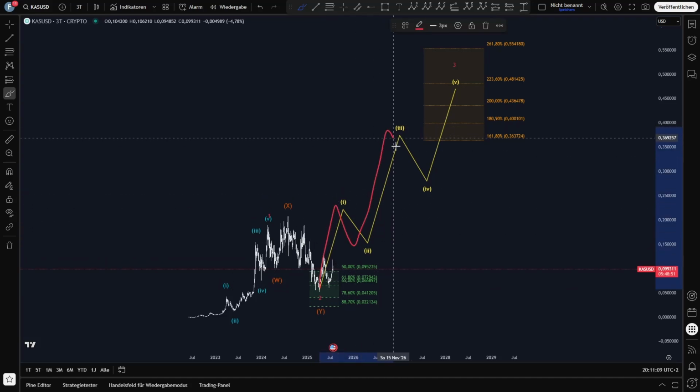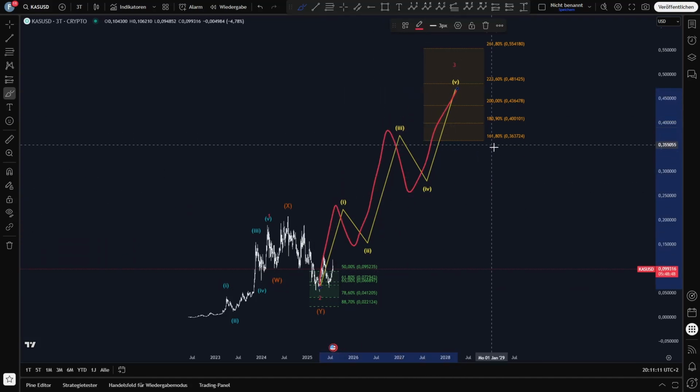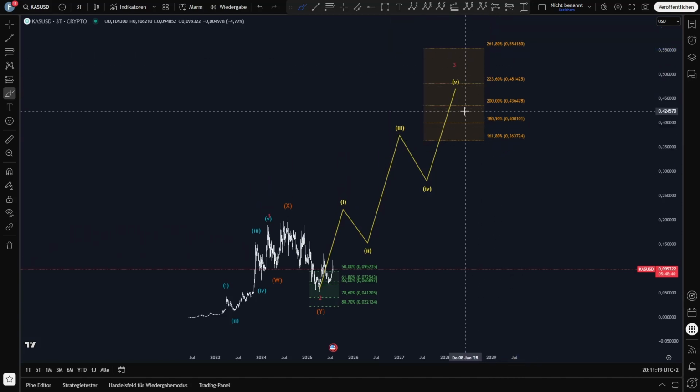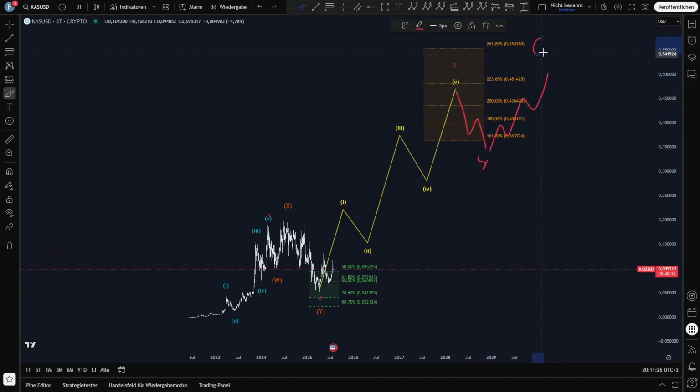1, 2, 3, 4 and 5 in our target area, starting with the 161% level at 36 cents to the 261% level at 55 cents. From that point, a correction in the wave 4, and then again a 5-wave move to the upside in the wave 5 over a bigger wave 1, and then a larger correction in the wave 2.